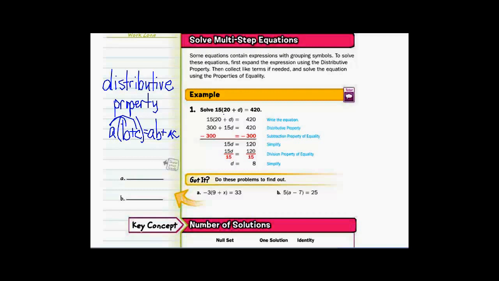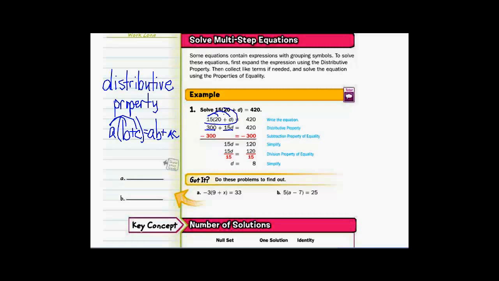All right, so if we've got 15 times 20, that's where the 300 comes from. 15 times d, 15d. All right, so after you do that, you've got the equation that we've solved before. 300 plus 15d equals 420. So subtract 300 from both sides. I've got 15d equals 120. Then I just divide both sides by 15, answer's 8. All right, so that part is no different than what we've done before.